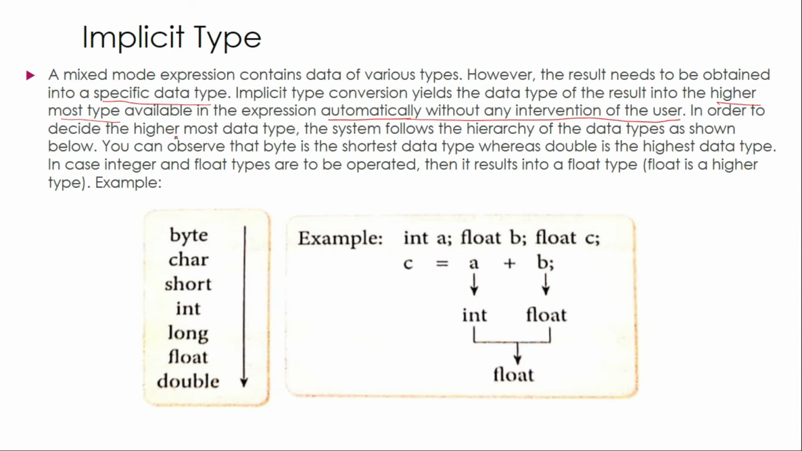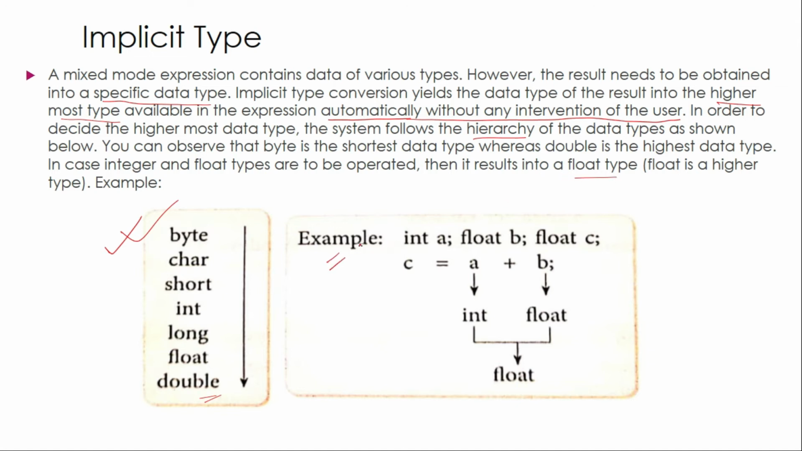In order to decide the highest data type, the system follows the hierarchy of the data types as shown below. You can observe that byte is the shortest data type, whereas double is the highest data type. In case integer and float types are to be operated, it results in a float type.